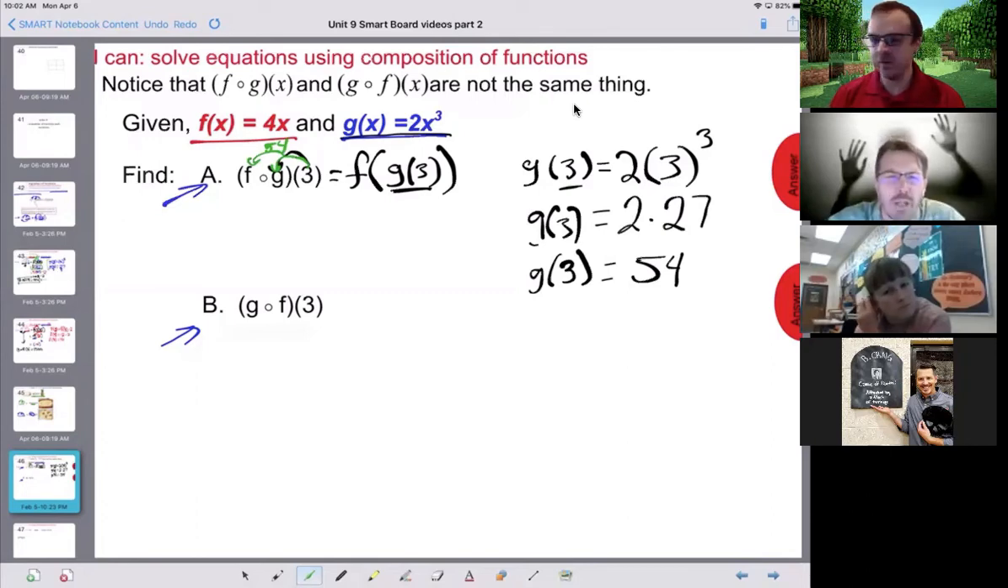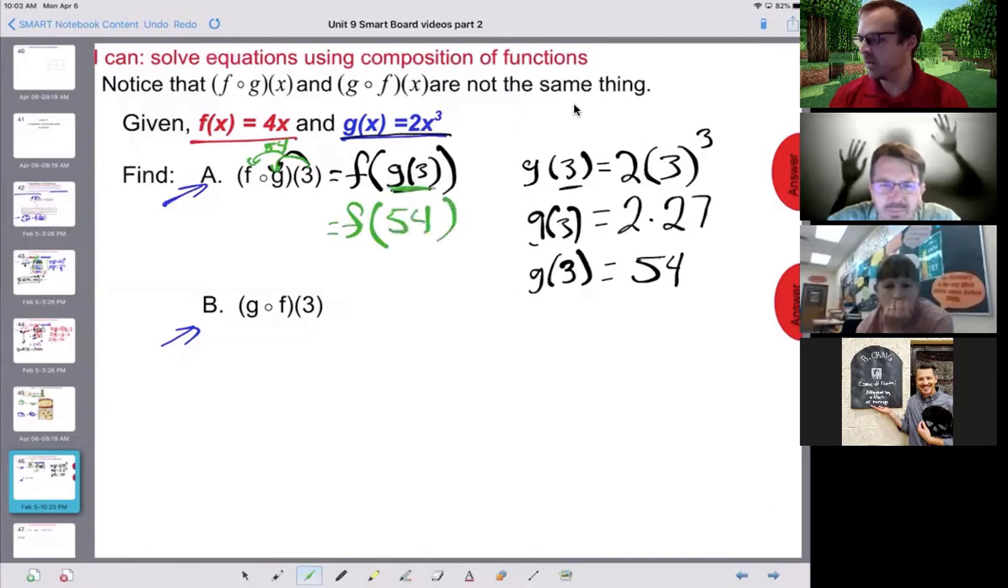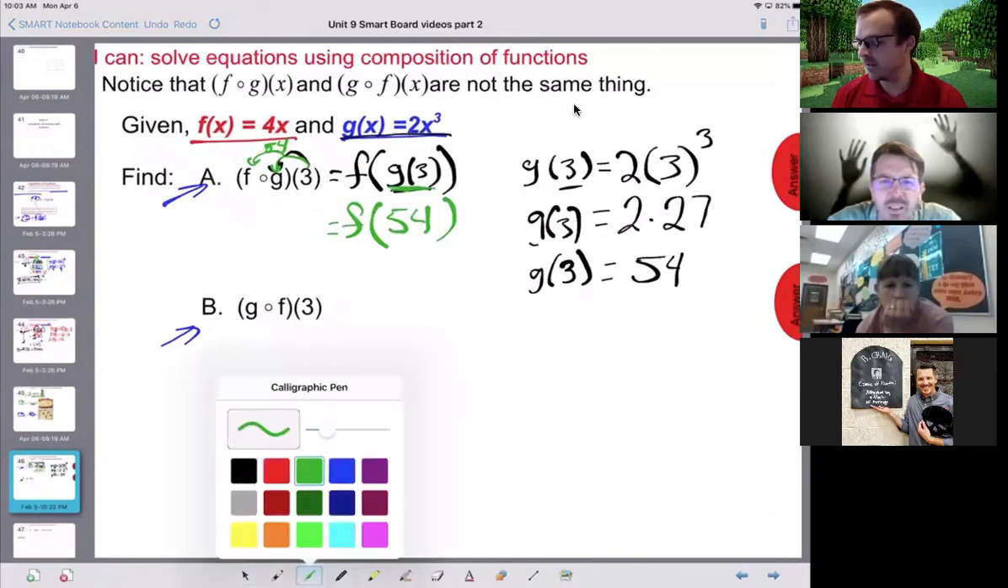Yep, that's right. Okay, so now we're going to plug 54 into f. Again, g of 3 is 54, so we're just going to replace that with 54. Now we need to find f of 54. Oh, I'm writing too big. I'm going to run out of room.